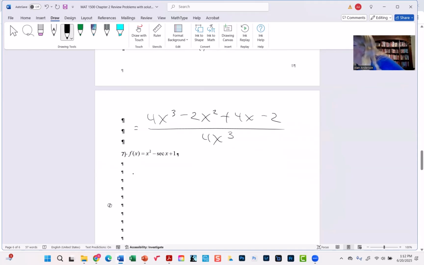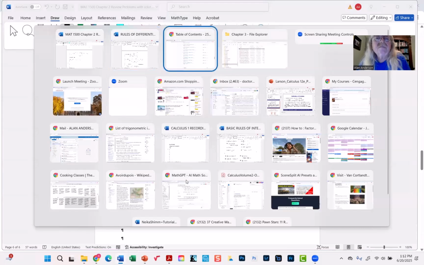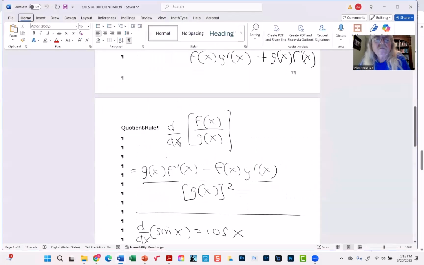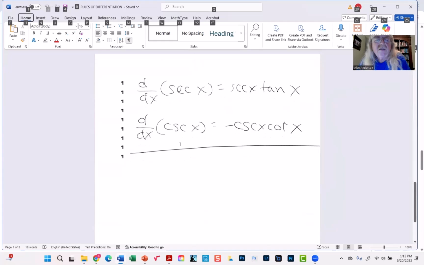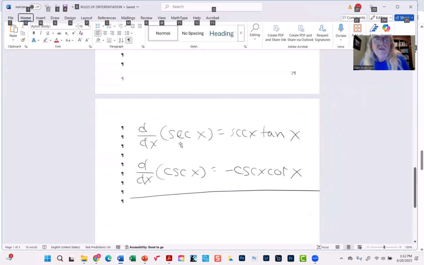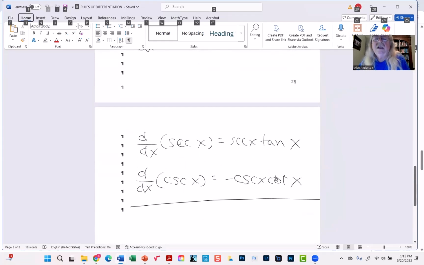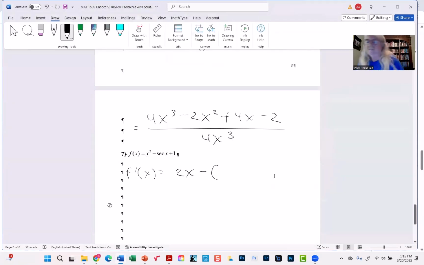So f prime of x will be 2x. If we look at our table, the secant's derivative is, here it is, secant x tangent x. And of course, this one is 0. So the final result is simply 2x minus secant x tangent x.